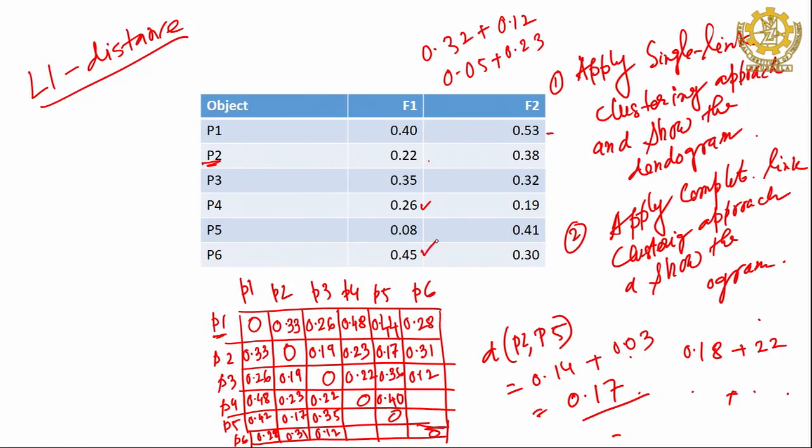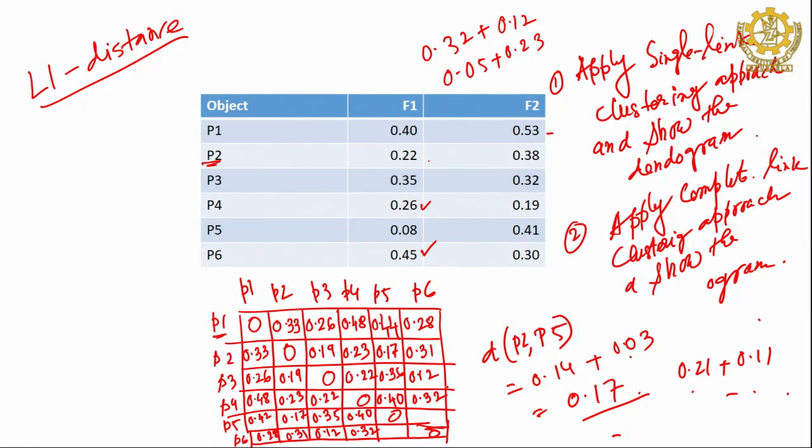P4 P6 is 0.21 plus this is 20, 0.11, so this is 0.32, so this will be 0.40, 0.32.